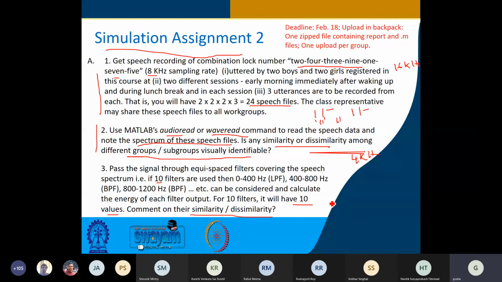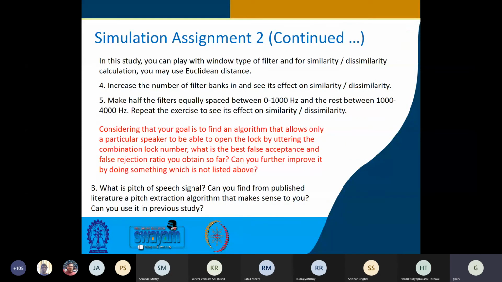So in this study, you can play with the window type of filter, and for similarity, dissimilarity, you can calculate Euclidean distance. You can calculate some other distance also, Mahalanobis distance, anything. So it is up to you how you play with it, right? Now increase the number of filter banks and see its effect on similarity, dissimilarity.